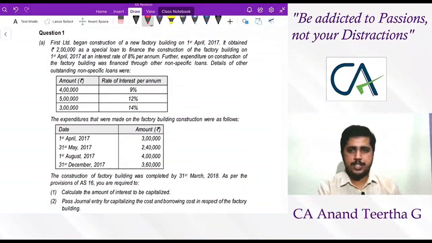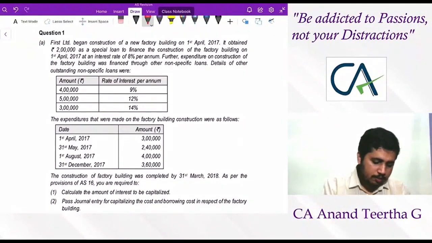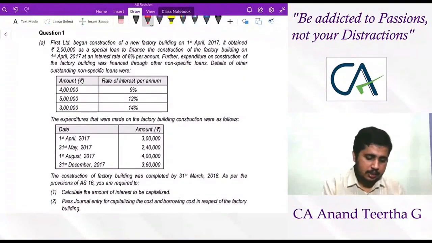This particular question was asked for 5 marks. It's the first question, a compulsory question. The very first question was this one. I'll quickly read it up. First Limited began construction of a new factory building on 1st April 2017. It obtained rupees 2 lakh as a special loan to finance the construction of the factory building on 1st April 2017 at an interest rate of 8% per annum.